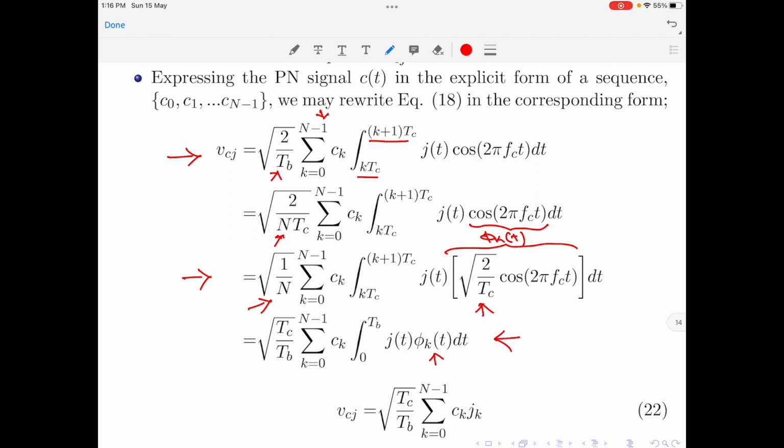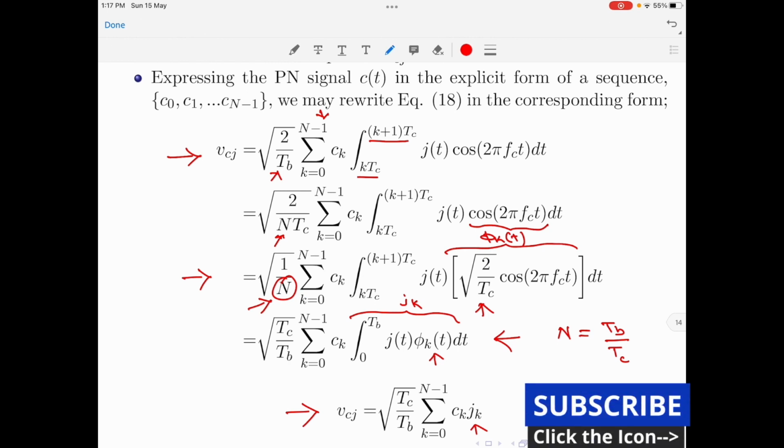Also, in the same step, I have made a few more modifications. We know that n is equal to Tb divided by Tc. So, this n here is replaced with Tb divided by Tc. Also, I will be changing the integration limits from Tc to Tb. So, it would be integral 0 to Tb. Now, if you analyze this part carefully, you will note that it is nothing but the second equation of the Gram-Schmidt, that is for the signal coefficient. So, this complete term reduces to Jk, and this is written here. Therefore, we can now write the interference component Vcj as square root of Tc by Tb summation k varying from 0 to n minus 1 Ck into Jk.